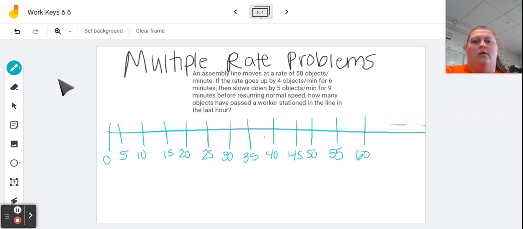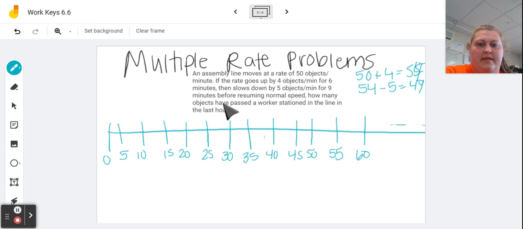All right. So an assembly line moves at a rate of 50 objects a minute. The rate goes up by 4 objects a minute. So 50 plus 4 gives me 54 objects a minute. Then slows down by 5 objects a minute. So then 54 minus 5 is 49 objects a minute. Then resumes normal speed, which is 50 a minute.